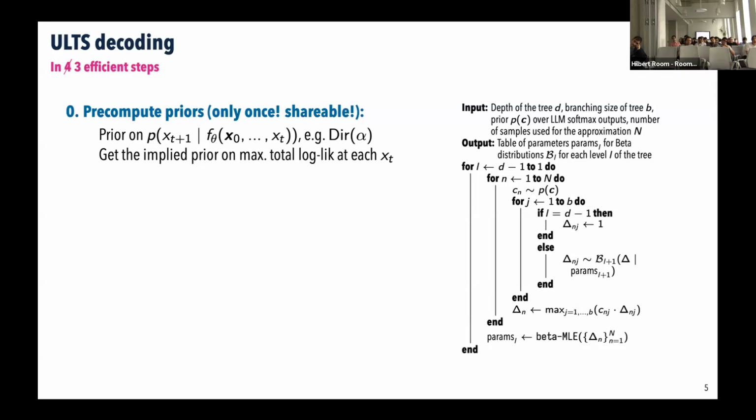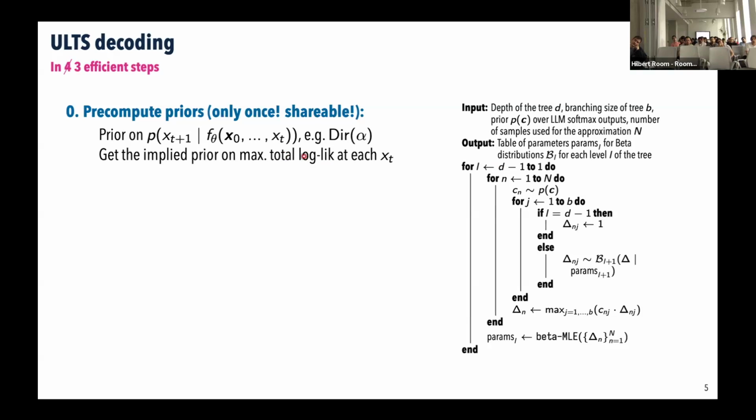So 4 steps, actually 3, because the very first step, step 0, is just pre-computing the prior. What we want here is to have a prior belief about the maximum likelihood, right? But that's kind of hard. How do you pick a prior for the maximum? So what we do here is use a simple prior, for example, the Dirichlet prior on the LLM softmax output. Remember that it is a categorical distribution, right? And then we just compute the implied prior for the maximums. So we start from the bottom and go up recursively, just taking the maximum of the samples.